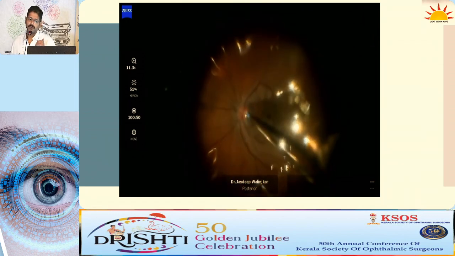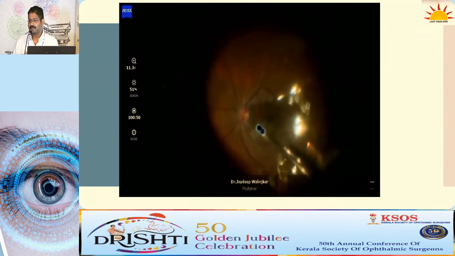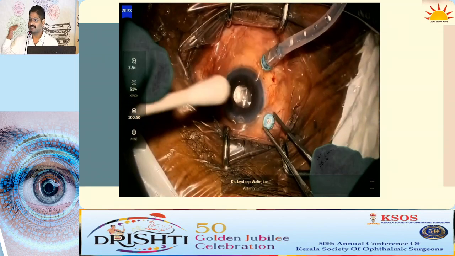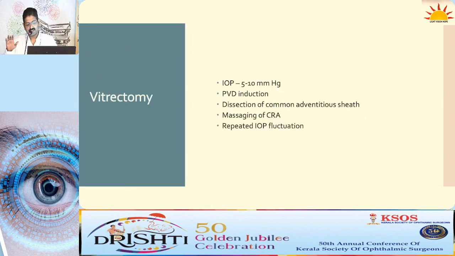And then you create sudden fluctuation of IOP. You increase the pressures from 5 to 60 and then suddenly put it back to 5. So you want to decompress the globe multiple times. It has its own risks and complications, but that is the only thing that we can do here. So just like I said, this is called a hypotensive vitrectomy, and the pressures are kept in the range of 5 to 10.